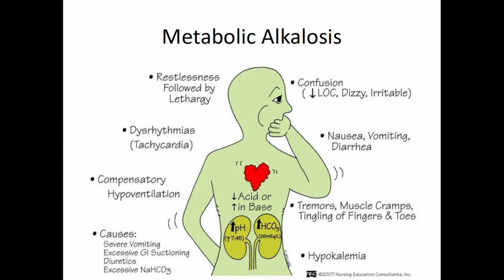We can talk about the different types of alkalosis and acidosis. So we can talk about metabolic and respiratory. In this case, we're looking at metabolic alkalosis. So alkalosis, we're raising the pH. This is usually caused by problems in the digestive system. Severe vomiting can cause this because you're losing a lot of stomach acid.